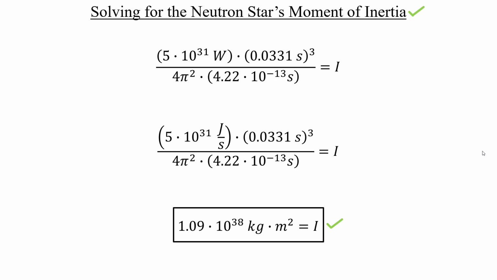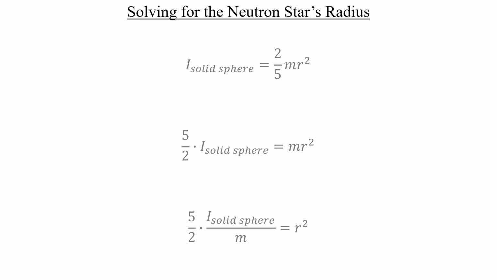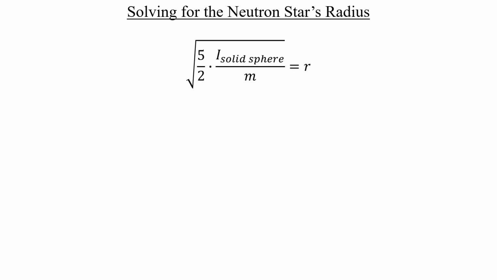And with that done, we can now move on to part B and get the neutron star's radius. Since we want to model this object as a solid sphere, we're going to need the expression for the moment of inertia for that kind of geometrical shape. So here's our starting point. The goal here is to use this expression and solve for r. So that's pretty easy, right? You just divide both sides by 2/5, as well as the mass, and then take the square root of both sides. Okay, pretty easy. Now we can start plugging in some numbers.